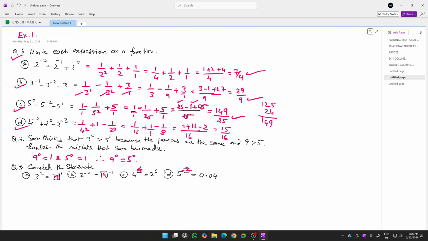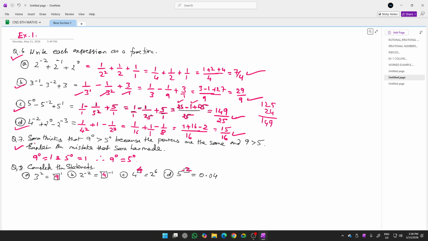So it will be 1 plus 16 minus 2 in the numerator. So 1 plus 16 is 17, and 17 minus 2 is 15. So the final answer will be 15 upon 16. That was question number 6. Now let us do question number 7.